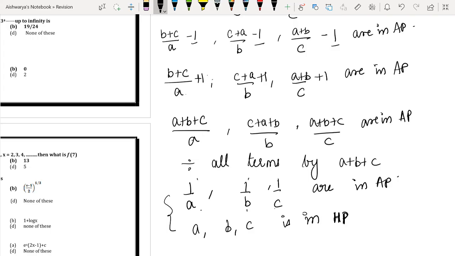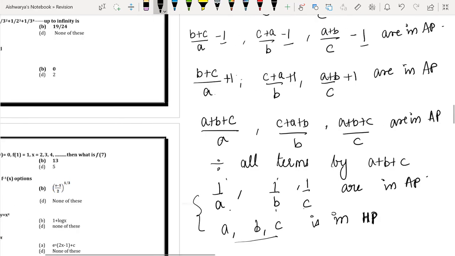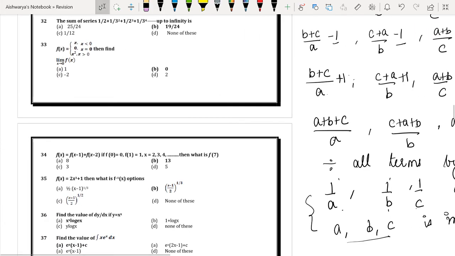Okay, except for this, if a, b, c is in AP, 1/a, 1/b, 1/c is in HP. If 1/a, 1/b, 1/c is in AP, then the reverse of it, a, b, c is in HP. Because HP is just the inverse of AP. Are we clear? I felt this is one question, this type we did not do during our revision, so we just revised it.